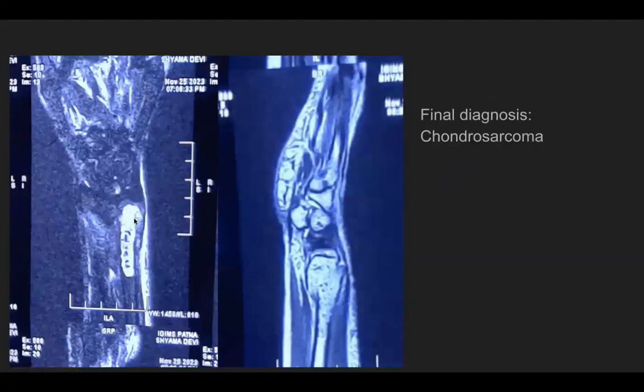And she is also carrying an MRI from outside. So this is her MRI, and we can see the typical T2 hyperintense cartilaginous matrix. And these dark signals are actually the chondroid calcifications. This is a T1 weighted image, and this was a chondrosarcoma.